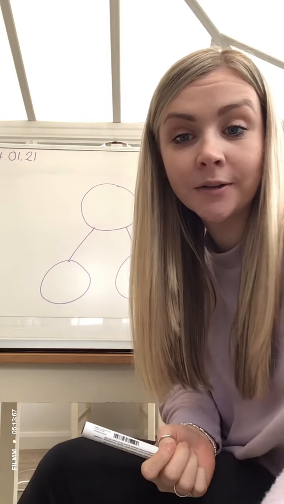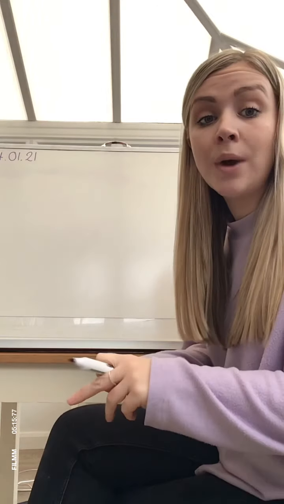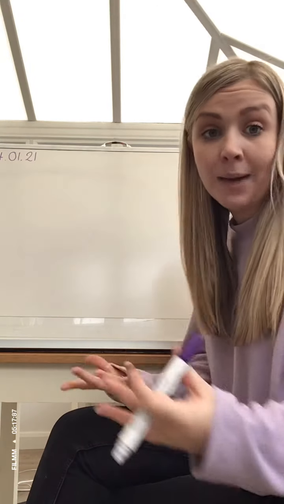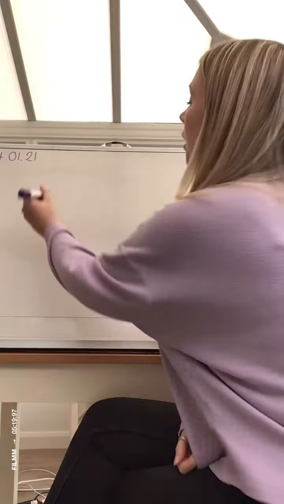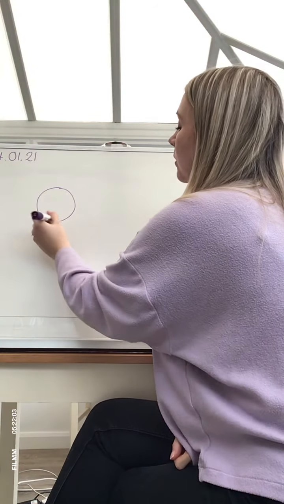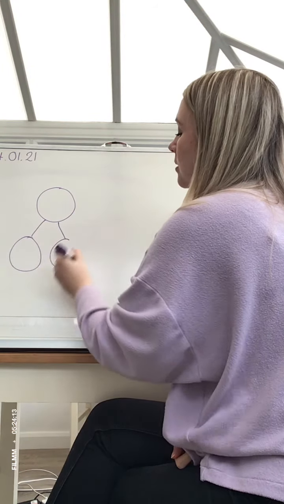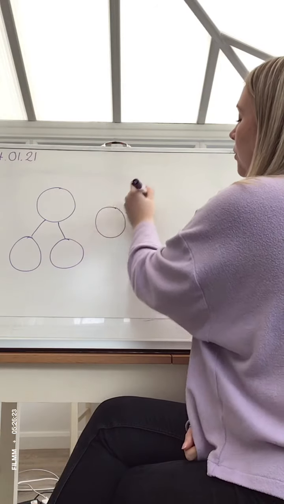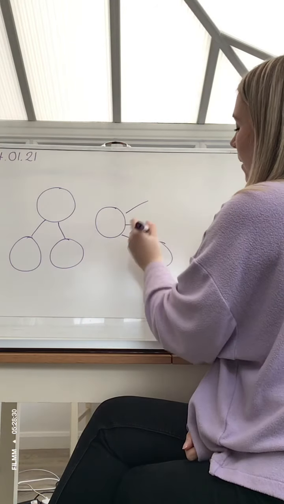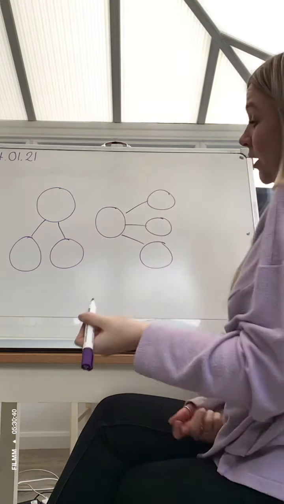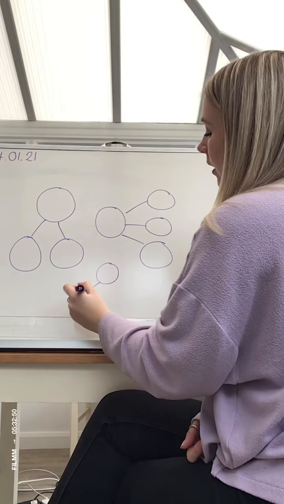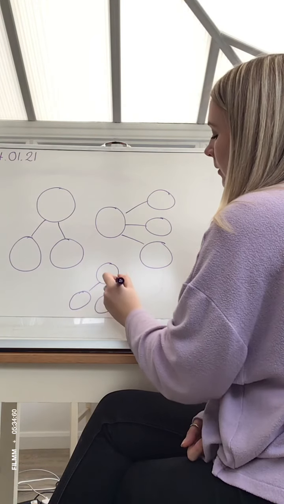What do you think? Well done, that's right. A number doesn't always have to be partitioned into two parts. It can be partitioned into more than two parts. So we could draw a part-whole model that has two parts. We could draw a part-whole model that has three parts. We could also draw a part-whole model that has 5 parts.